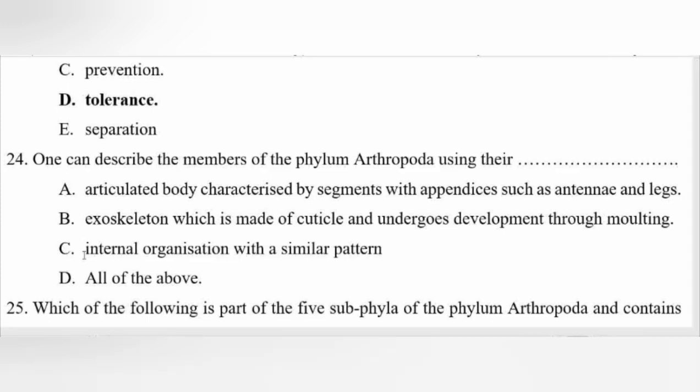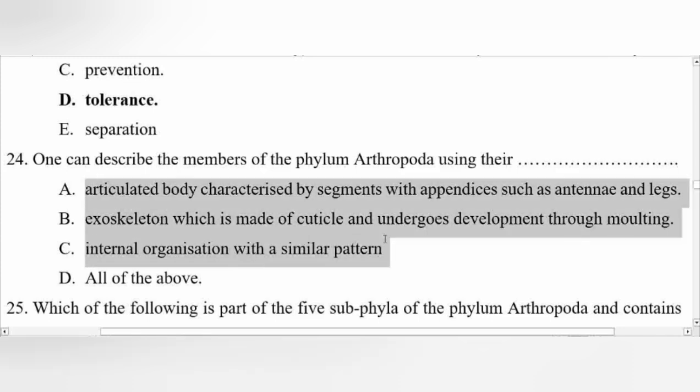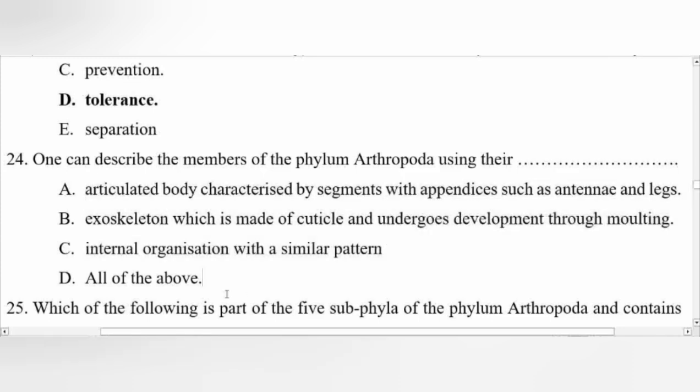One can describe the members of the phylum Arthropoda using their what? In other words, it is possible that some of these options can be used to describe the members of the phylum Arthropoda. So let's look at them. A says articulated body characterized by segments with appendages such as antennae and legs. B, exoskeleton, which is made up of cuticle and undergoes development through molting. C, internal organization with a similar pattern. And D, all of the above.